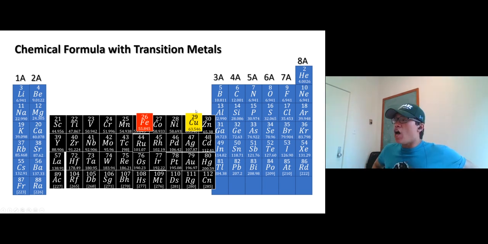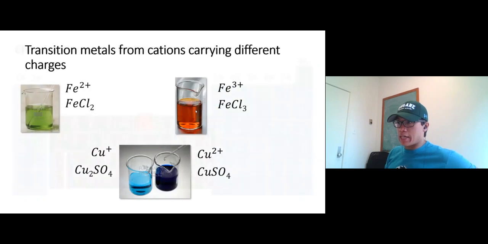Because their oxidation number changes easily and very often. I'll give you some examples. So iron and copper, let's take a look. Iron with the oxidation number of 2+, so we got iron 2. The solution of iron 2 is green. The solution of iron 3 is red.